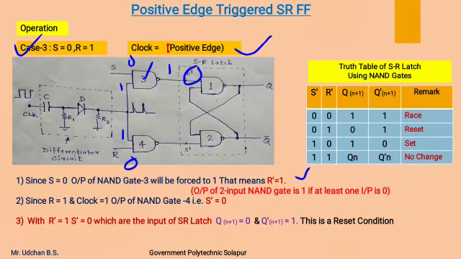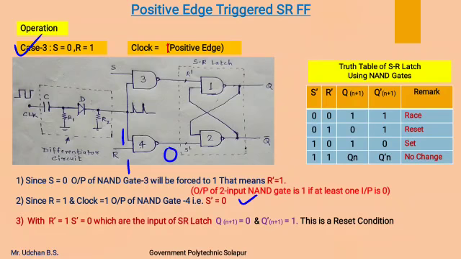After that, to the NAND gate 4, here R input is 1. I have written a 0 by mistake. I will correct it. Wait a minute. Here R is 1 and the clock input is also 1. So if we recall the truth table of the NAND gate, the NAND gate outputs a 0 when both the inputs are 1 1. Therefore the output of NAND gate 4 will become 0, by which S dash is going to become 0.